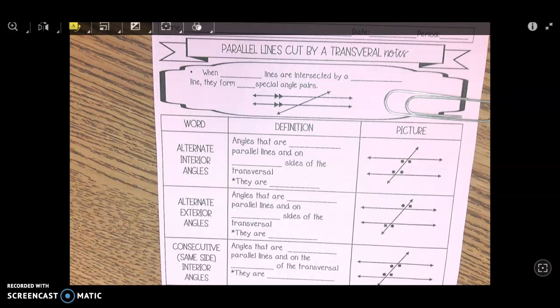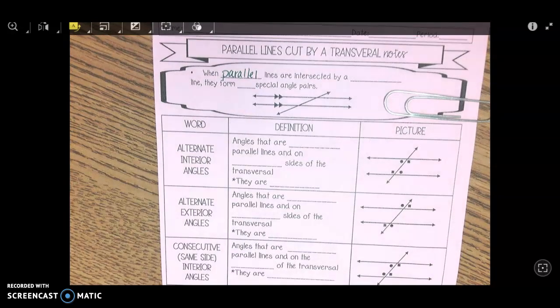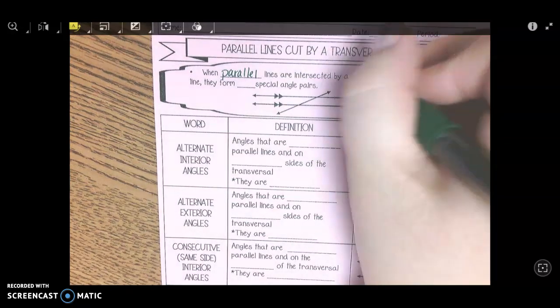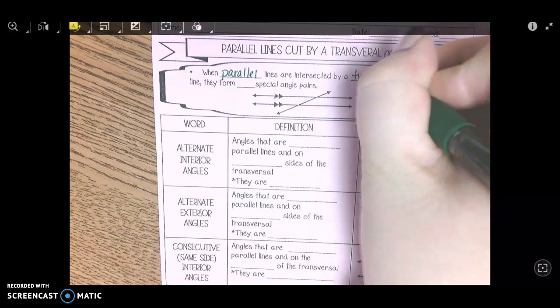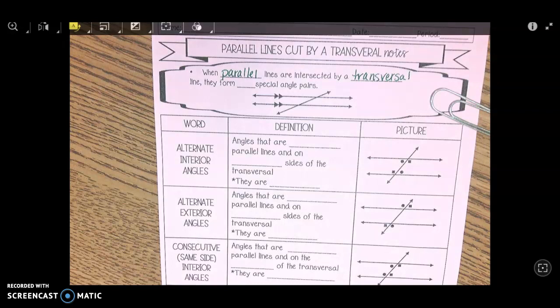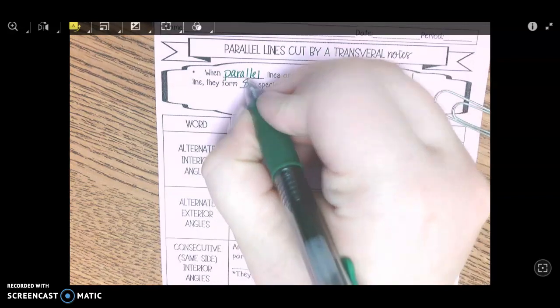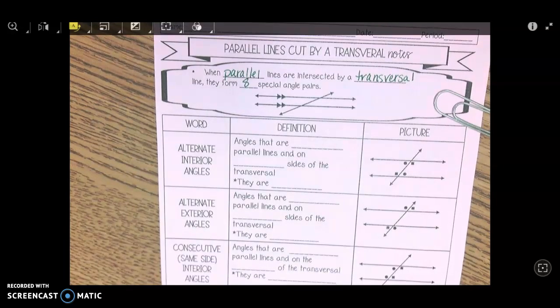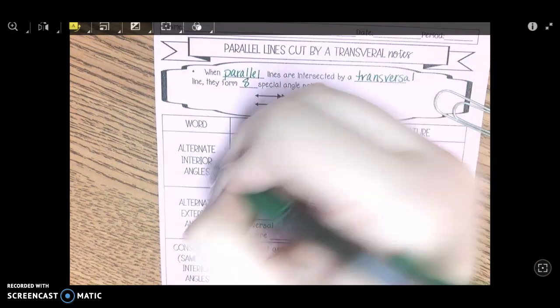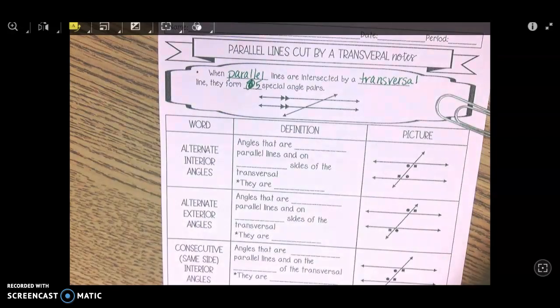So when parallel lines are intersected by a transversal, they form 5 special angle pairs. 1, 2, 3, 4, 5. But there are 8 total angles created.